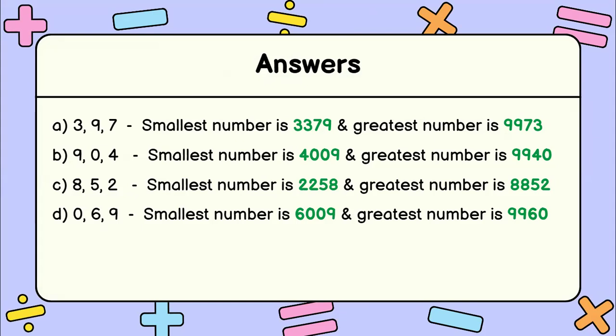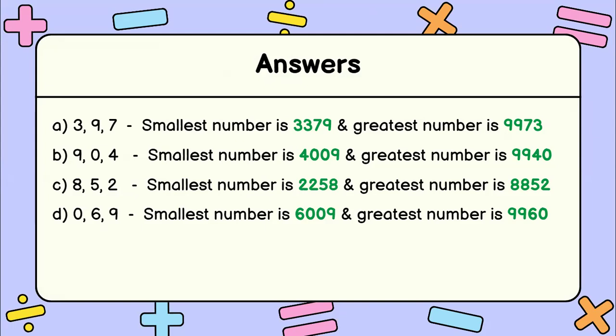The greatest number is opposite. In 9, 3, and 7, in these three, 9 is the biggest. So, we'll repeat 9 two times and then 7, then 3 to get the greatest number. So, that was very easy. Let's see the B. Oh, oh my god, there's a 0 here.